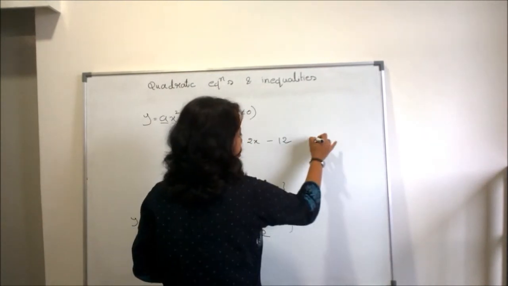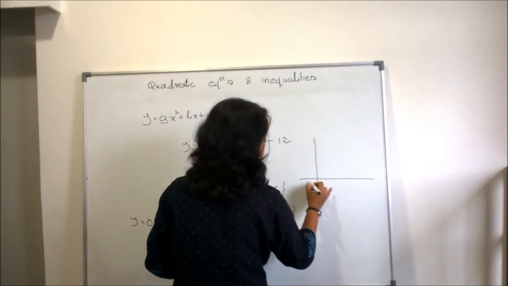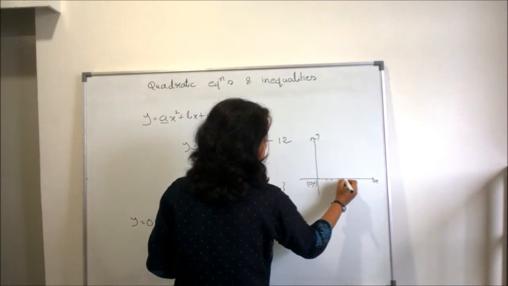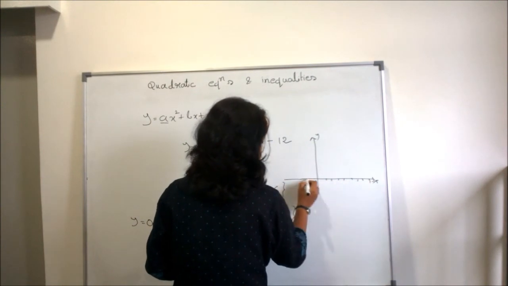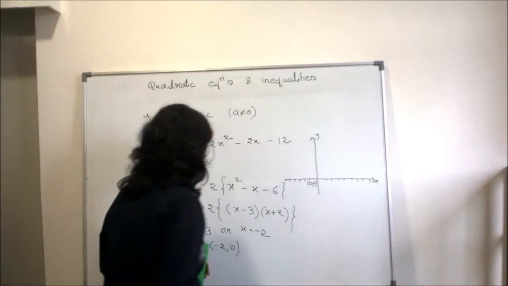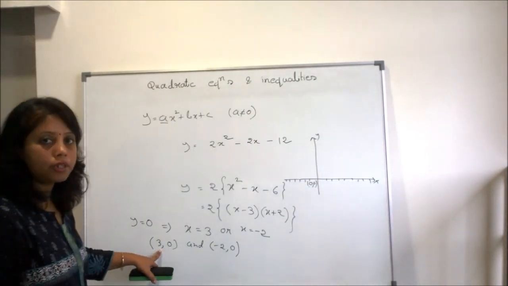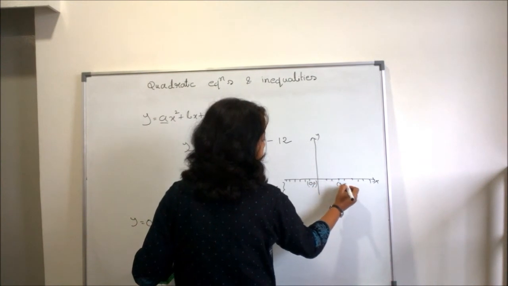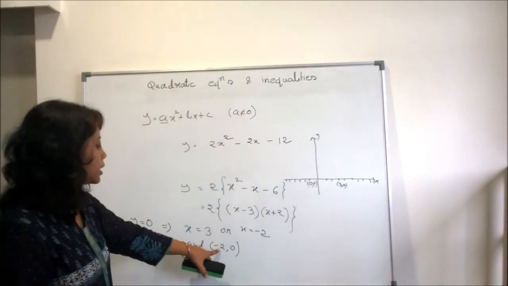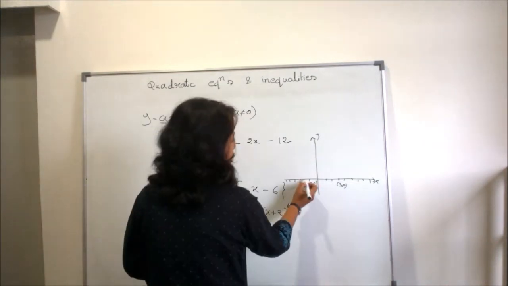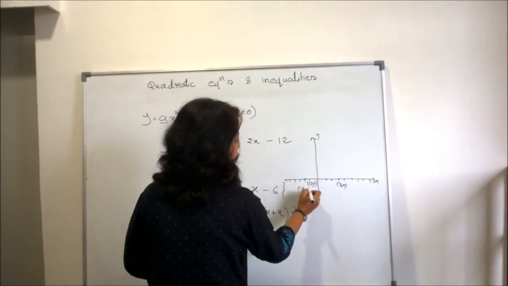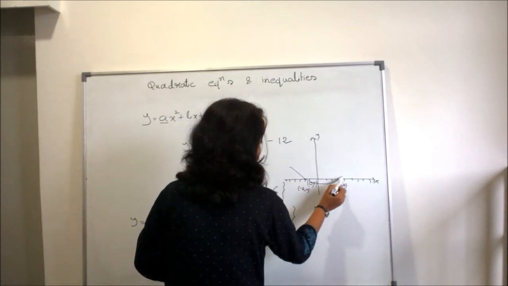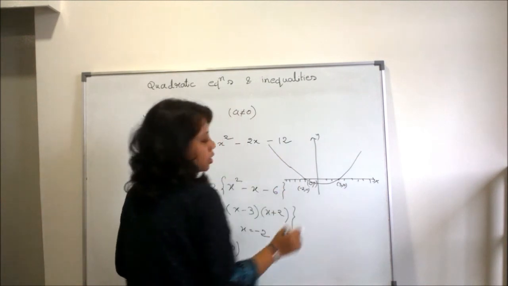So we can now draw the graph here. This is the origin, x-axis, y-axis. It touches the x-axis at the point (3, 0). So here 1, 2, 3, this is (3, 0), and another point is (minus 2, 0). So that is 1, 2, here it is (minus 2, 0). So the graph will be of this form. Okay.